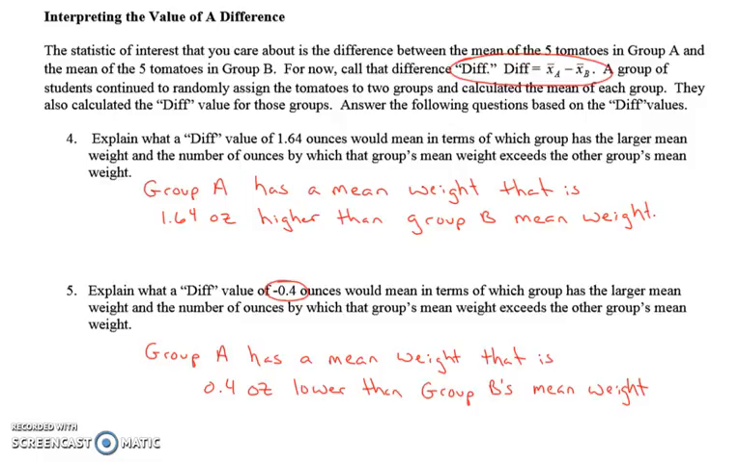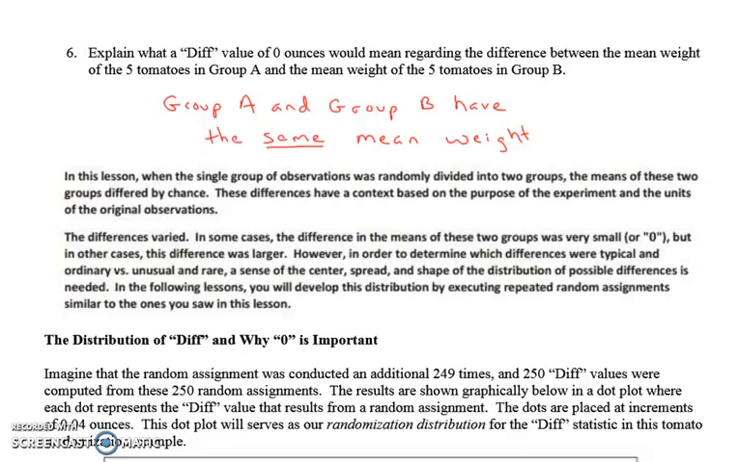Okay, so now what I want you to do is go over to number 6 on the next page and explain what a diff value of 0 ounces would mean. Well, if there's no difference as a diff score, that means group A and group B have the same mean weight. There is no difference between the groups.